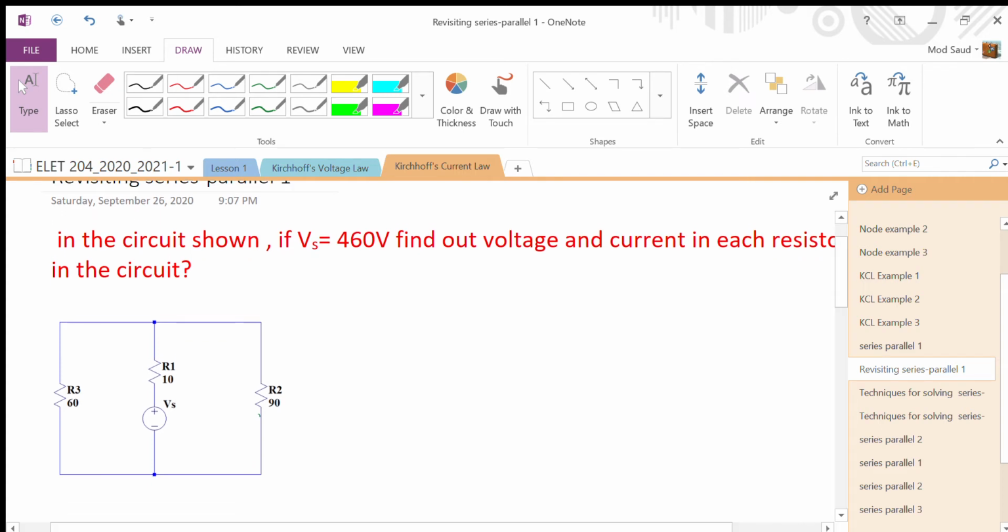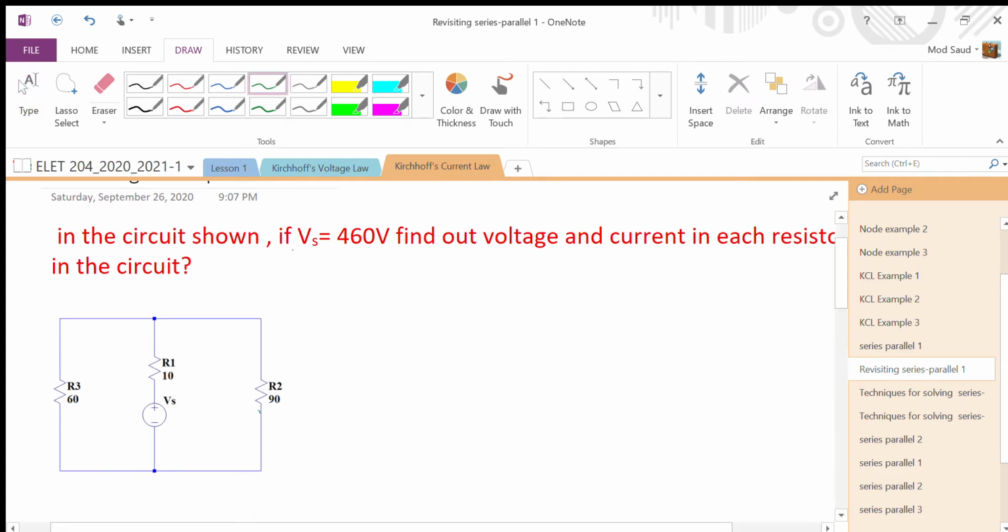The question says Vs equals 46 volt, and I want to find the voltage and current of all three resistors. First of all, I need to identify if the circuit is series, parallel, or a series parallel combination.